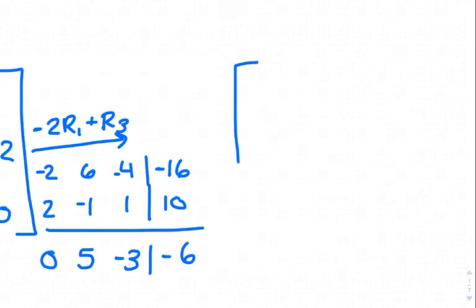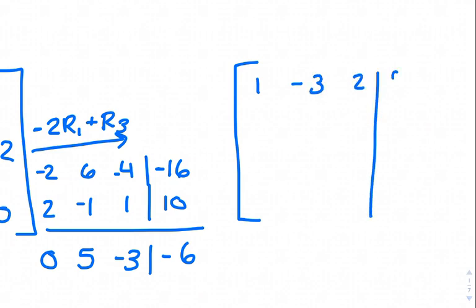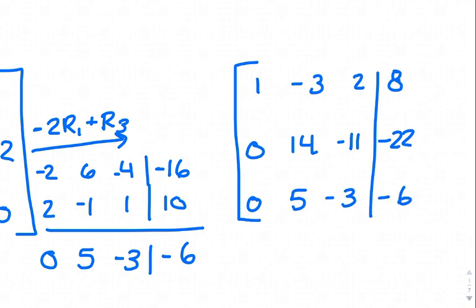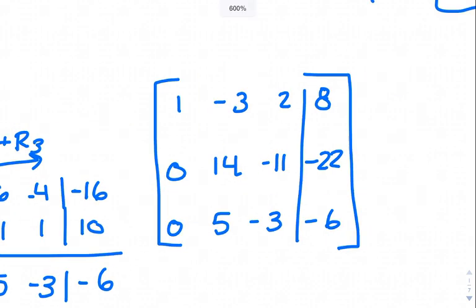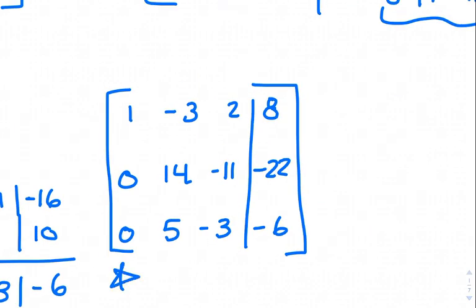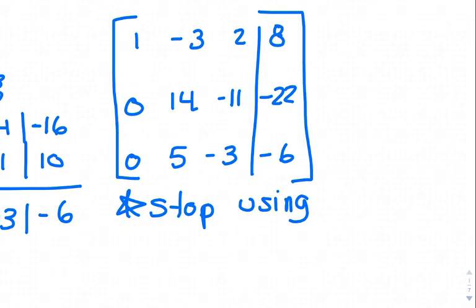So I'm going to rewrite my matrix. This time, only row 3 changes. So row 1 stays the same, row 2 stays the same, and then row 3 becomes 0, 5, negative 3, negative 6. So I see that column 1 has that 1, 0, 0, and that means I'm completely done with column 1, which means at this point, I'm going to stop using row 1. So whenever column 1 is done, you stop using row 1.